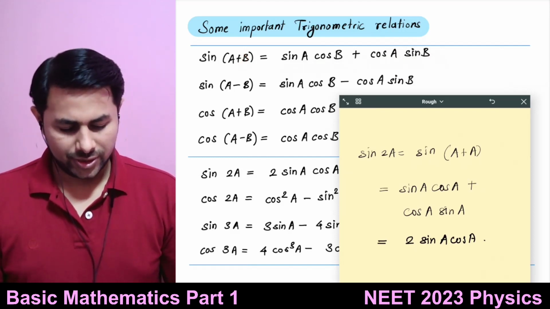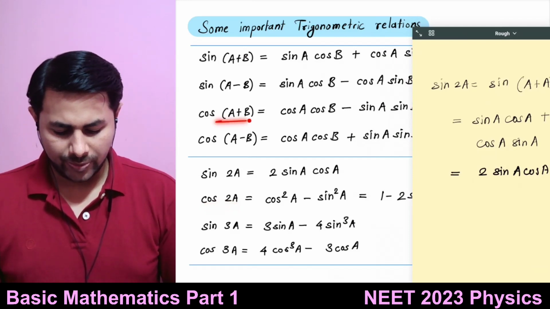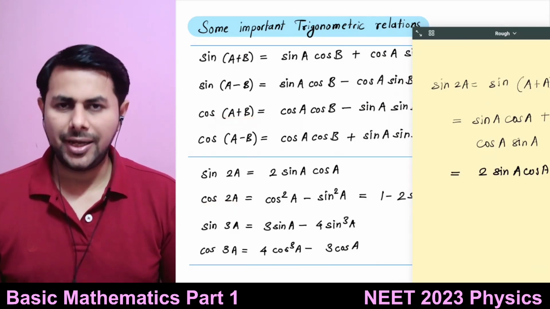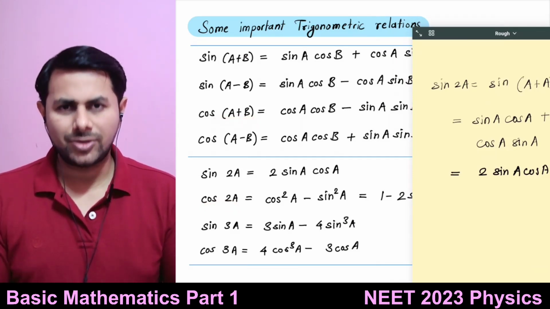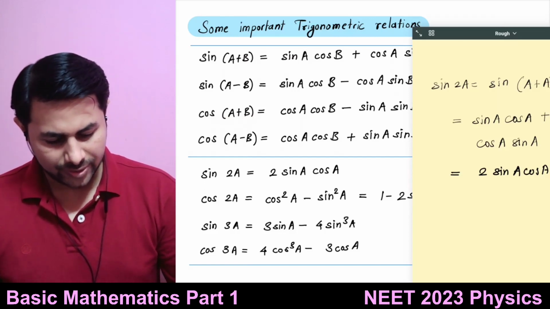All right. So similarly, if I want to find out cos of 2a, I will use this formula. Okay, it is cos of a plus b. So in place of b, I will write a only. It is cos of 2a, a plus a, right? So we can find out that formula.